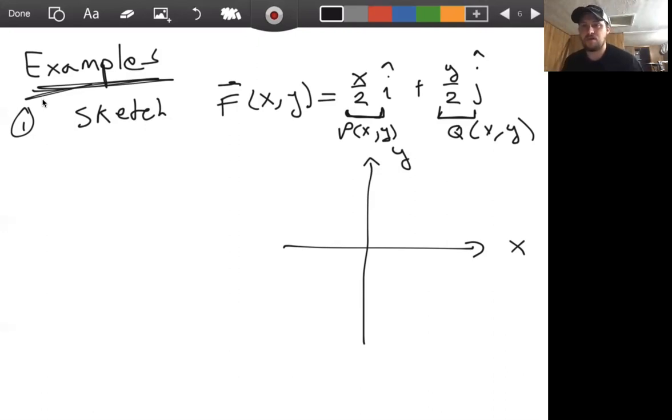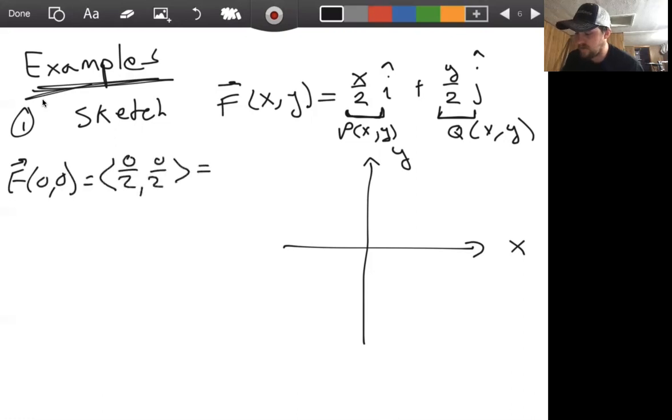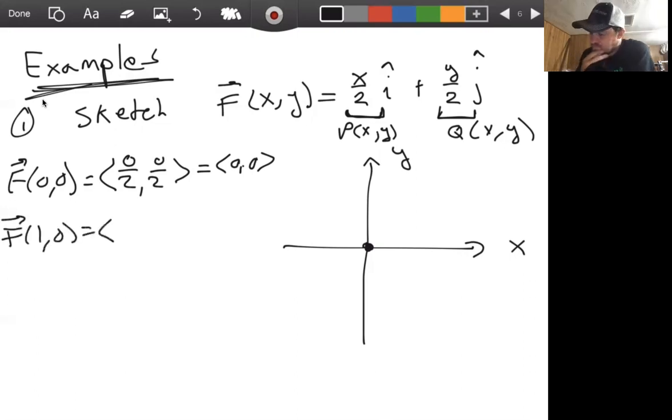And what I always like to do to get an idea for sketching vector fields is start by plugging in points. And so let's look at f of 0, 0, right? Well, if we plug in f of 0, 0, that's 0 over 2, comma 0 over 2. So that's the vector 0, 0, which is a point. So at the origin, the vector is just the trivial vector. It's just a point, right? So let's look at, well, let's look at like 1, 0, right? We can maybe just go with some simple points to start here.